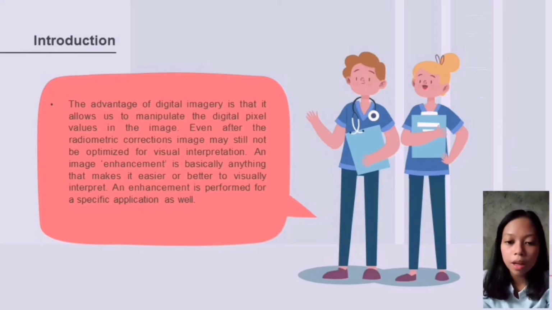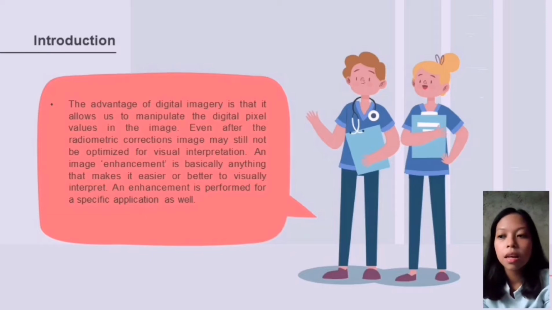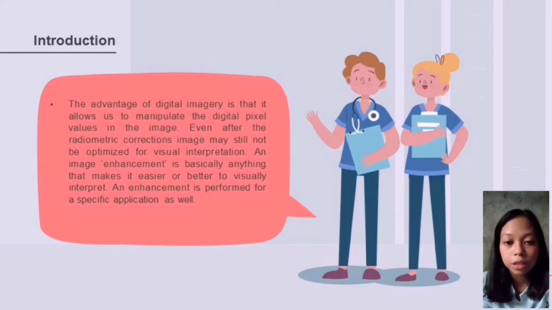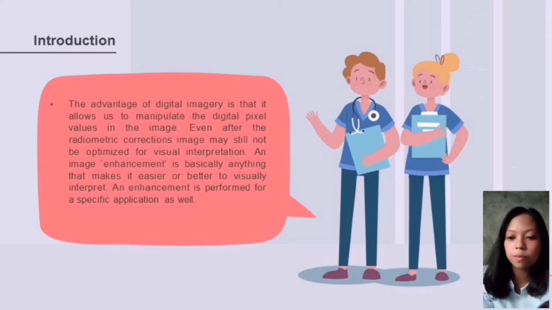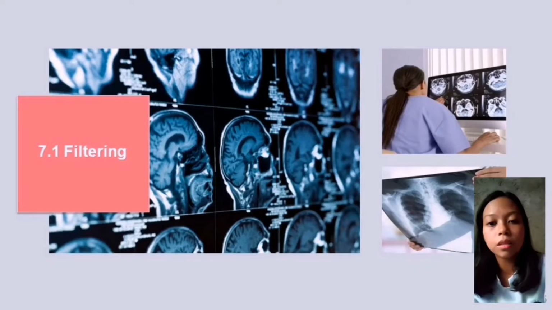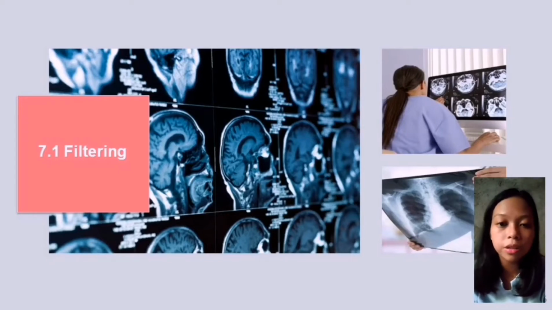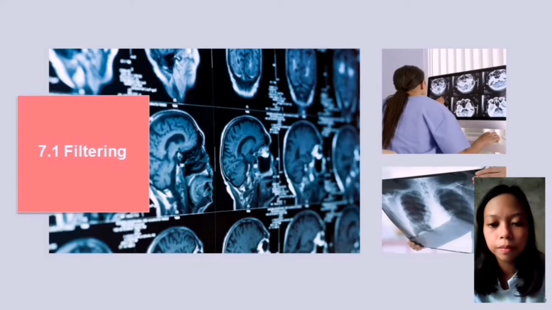Introduction. The advantage of digital imagery is that it allows us to manipulate the digital pixel values in the image. Even after the geometric corrections, an image may still not be optimized for visual interpretation. So an image enhancement is basically anything that makes it easier or better to visually interpret. An enhancement is performed for a specific application as well. So our topic for today is image enhancement, which is also known as filtering.